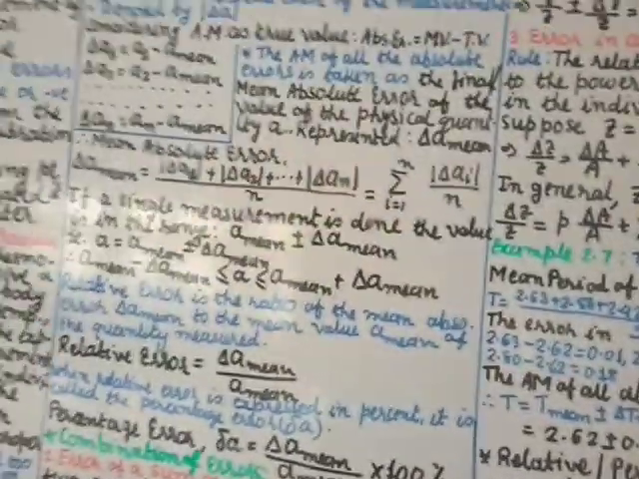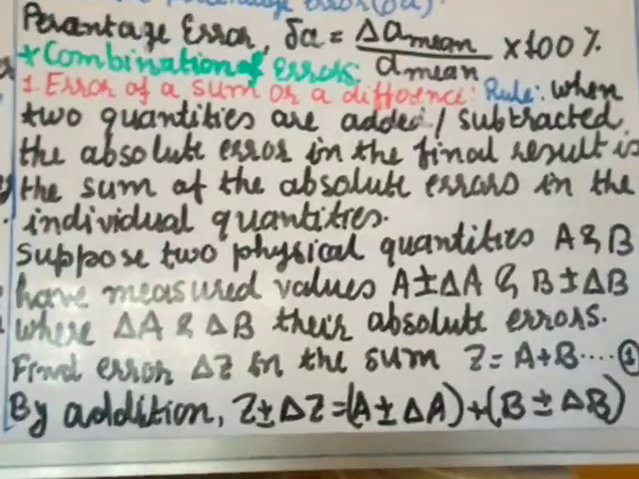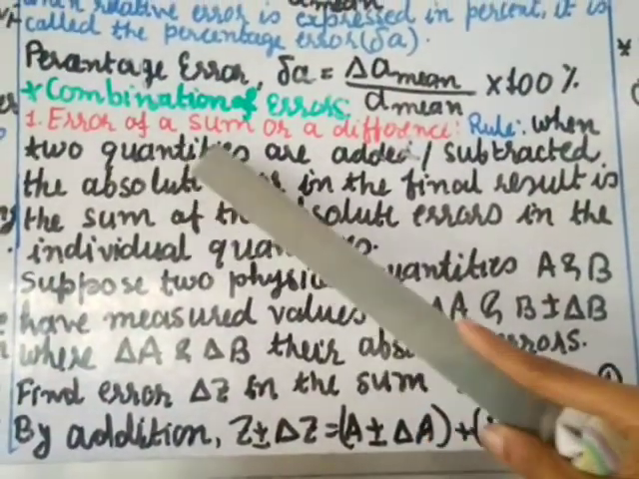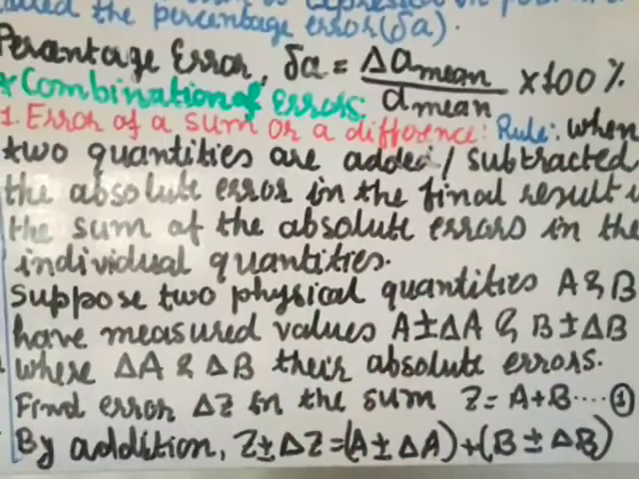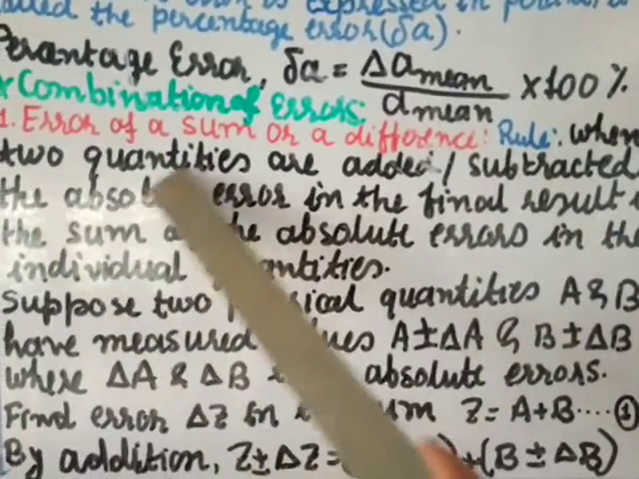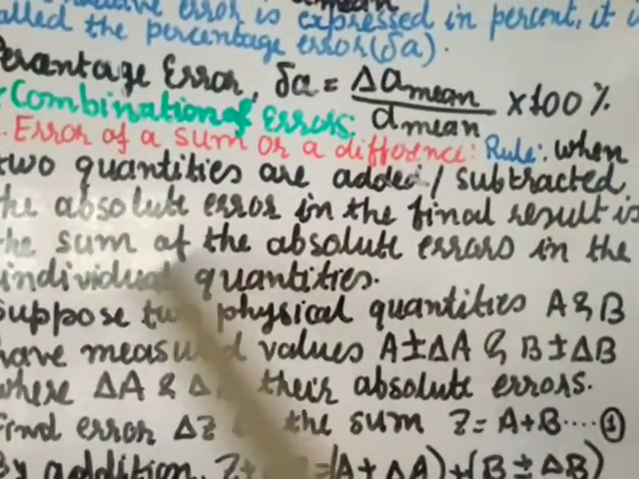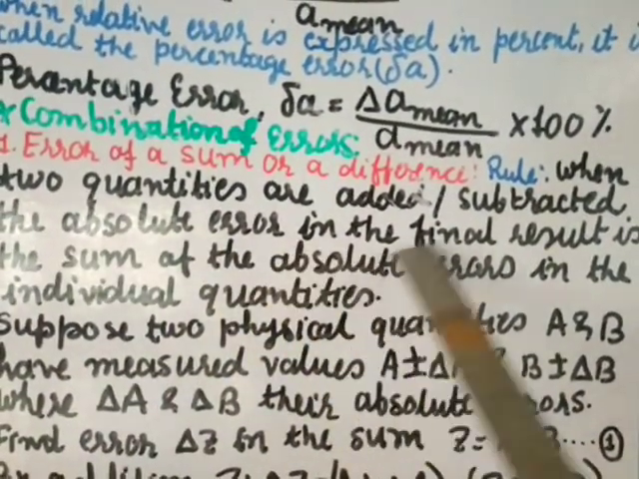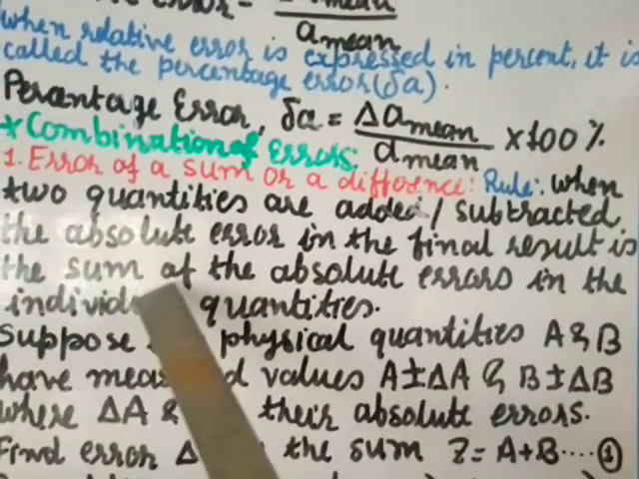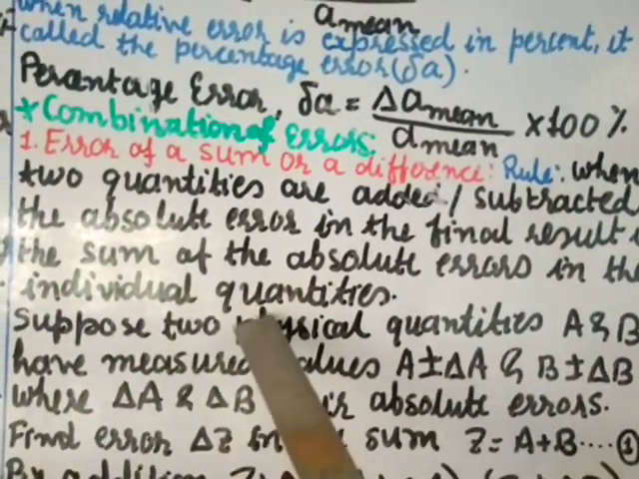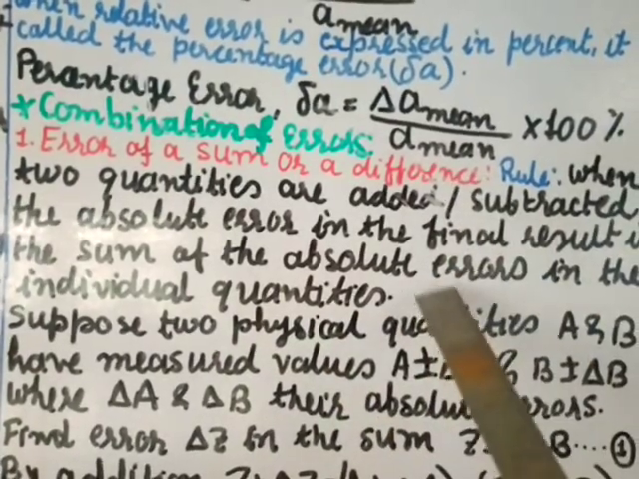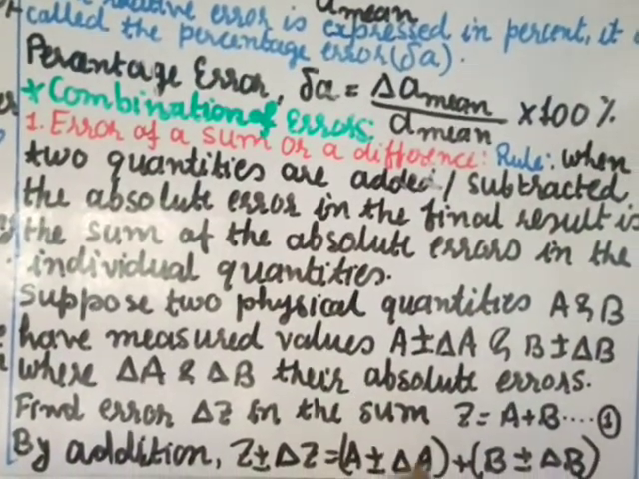Now next we have the combination of errors. Number one is the error of a sum or difference. We have a rule: when two quantities are added or subtracted, the absolute error in the final result is the sum of the absolute errors in the individual quantities. Let us understand this by the proof.